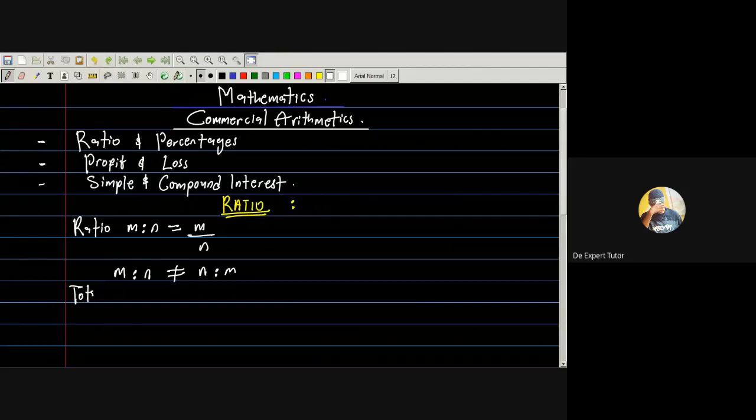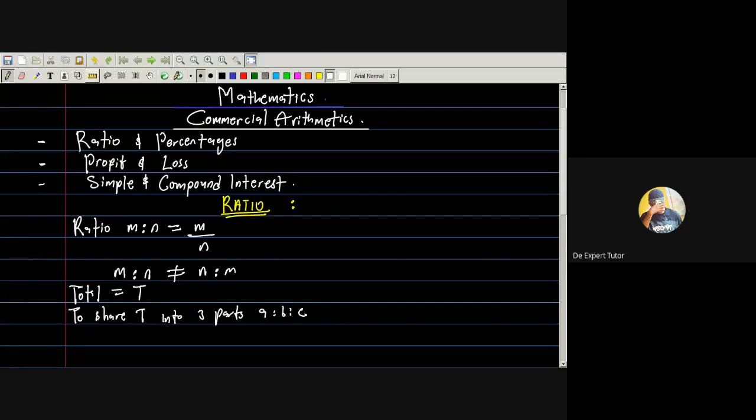Now we want to learn how to use ratio to share. Let me say I have a total sum of money. Let me say that sum of money is T. And I want to share T into 3 parts, in the ratio A to B to C.